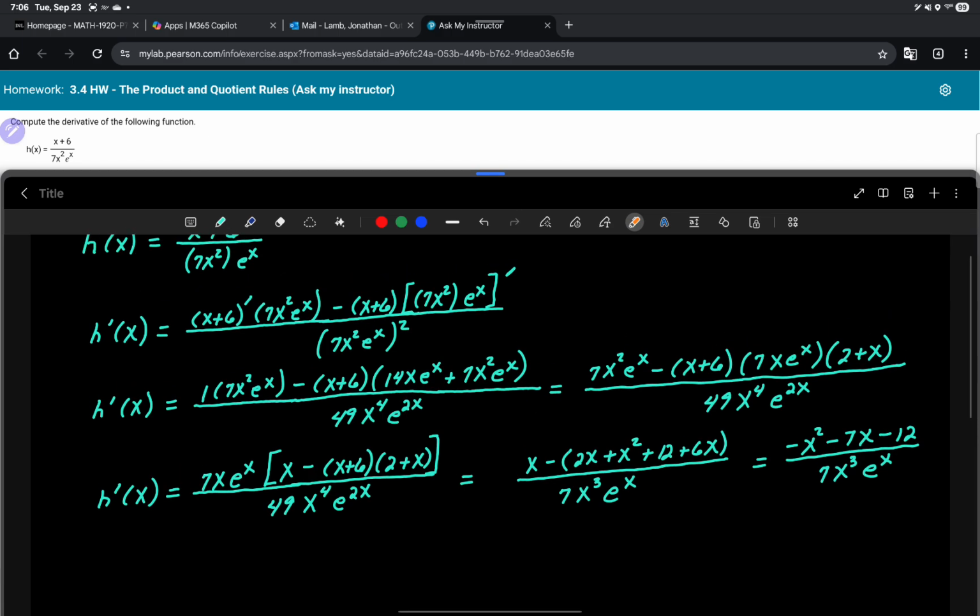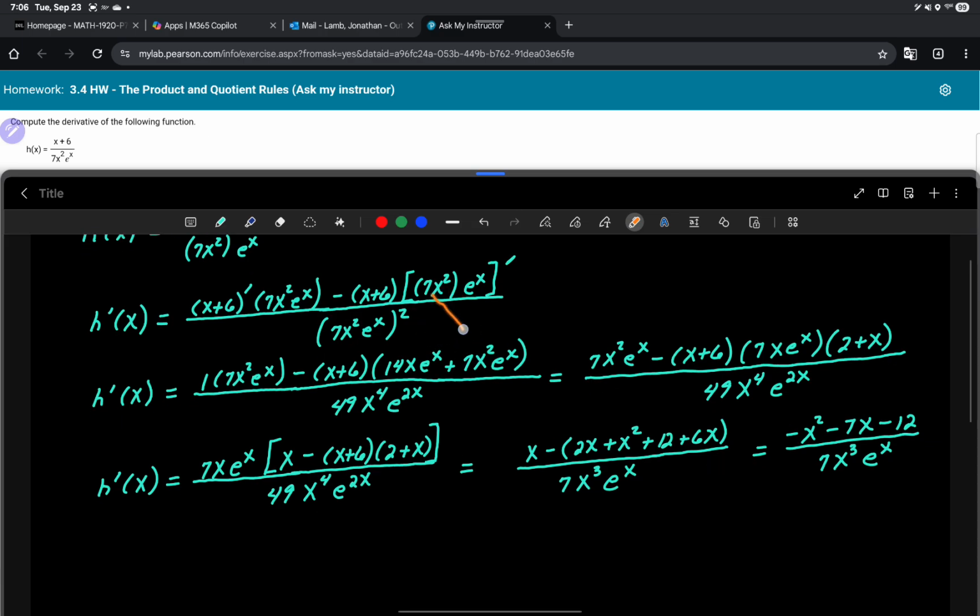Now in this next step, when I take the derivative here, the derivative of x plus 6 is just 1 times the denominator, 7x squared e to the x, minus the numerator, x plus 6, now times the derivative of the denominator. So I had to say derivative of the first, derivative of 7x squared is 14x, times the second, e to the x, plus the first, 7x squared, times the derivative of the second. Well, the derivative of e to the x is e to the x. So I get this function in there for the derivatives in the numerator.